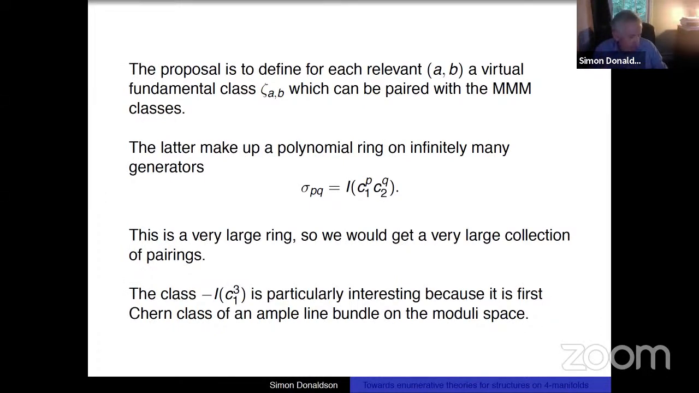So anyway, the proposal is, for each relevant (a,b), to define a virtual fundamental class. Then we compare it with the relevant MMM classes to get numbers. What are the MMM classes? We can take c1, we can take powers of c1 and c2, and then perform our construction to get the class sigma_{p,q}, and then we can take products of those. So what we get is a ring with an infinite number of generators, given by the sigma_{p,q}, and every element of that ring can be paired with our fundamental class, assuming things go the way we want. So this is a huge ring.